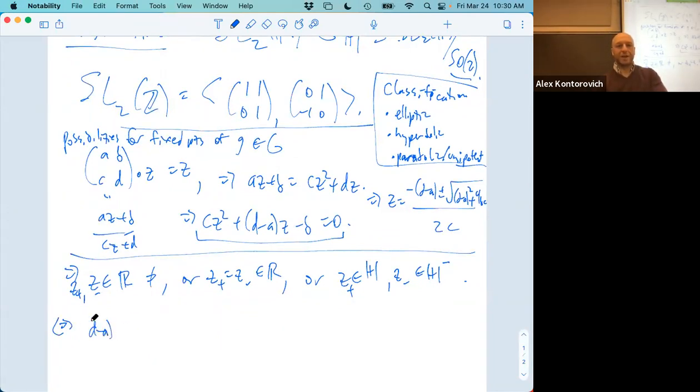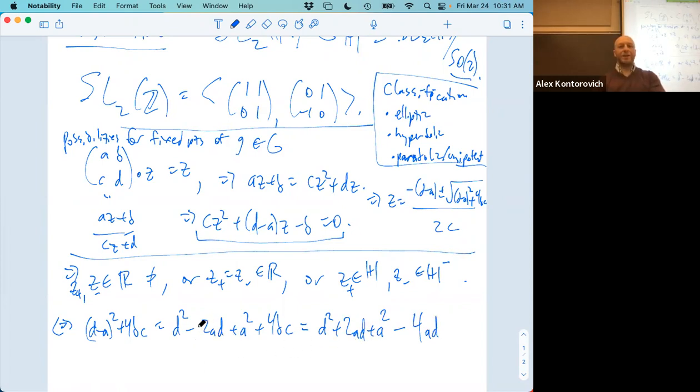So (D minus A) squared plus 4BC. That's the discriminant. Okay, so let's multiply this out. I get D squared minus 2AD plus A squared plus 4BC. Now I can write this as D squared plus 2AD plus A squared. So I'm adding 4AD for no good reason. So I'll subtract off 4AD.